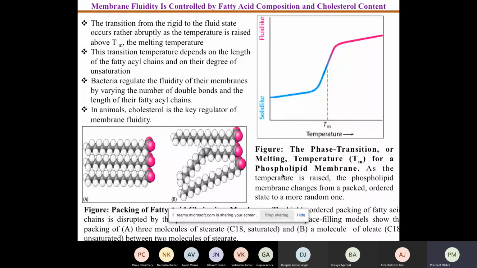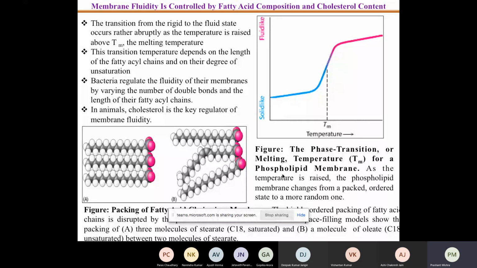Now, the cell will try to condition itself in such a way that this rigidity should be avoided. So what will happen at lower temperature? Sir, they will prefer the long chain fatty acids in the structure because that would increase the fluidity. No, sorry, the short chains. The long chain will not increase fluidity. The short chain will increase fluidity.